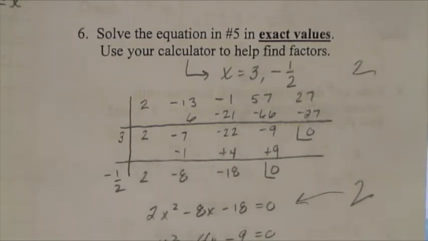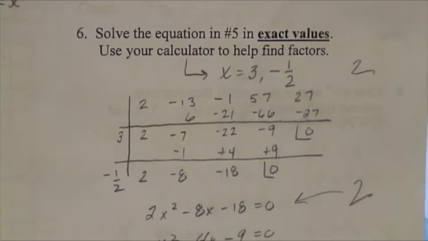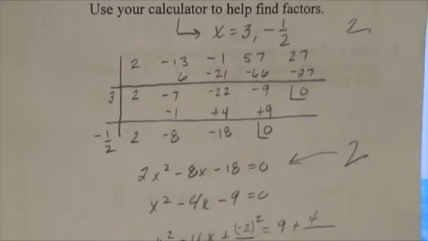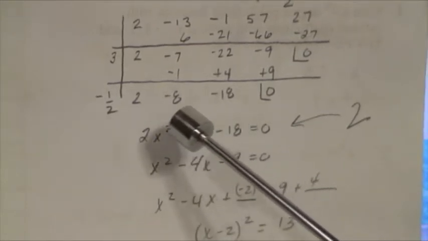times 3 is 6, minus 13 is -7, times 3 is -21, minus 1 is -22, times 3 is -66, plus 57 is -9, times 3 is -27. Yep, we get a 0 at the end, which we should. If you didn't, you made an error. Go back and fix. Now we're going to run -1/2 through the synthetic division with our leftover quotient.